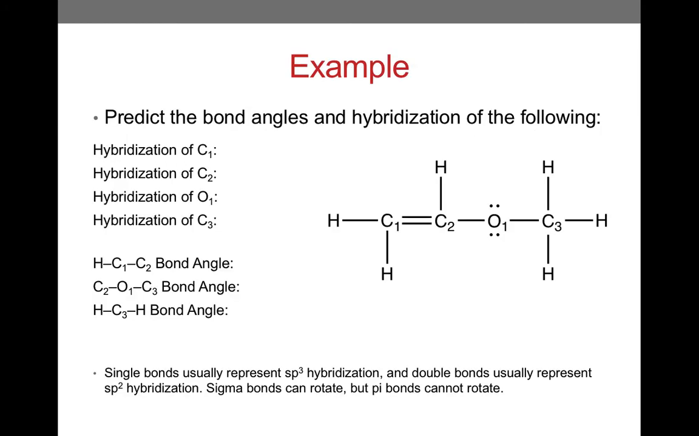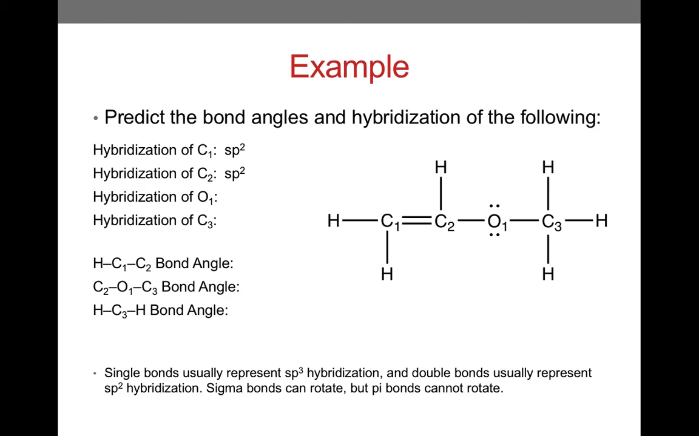Let's have an example problem. We want to predict the hybridization and bond angles of this compound. For the hybridization of carbon-1, there are 3 structural units around the atom, so it is sp2 hybridized. What about the hybridization of carbon-2? It also has 3 structural units around it, so it is also sp2 hybridized.